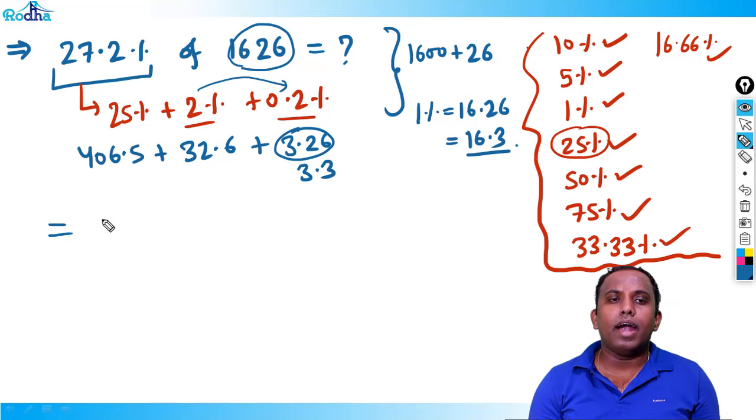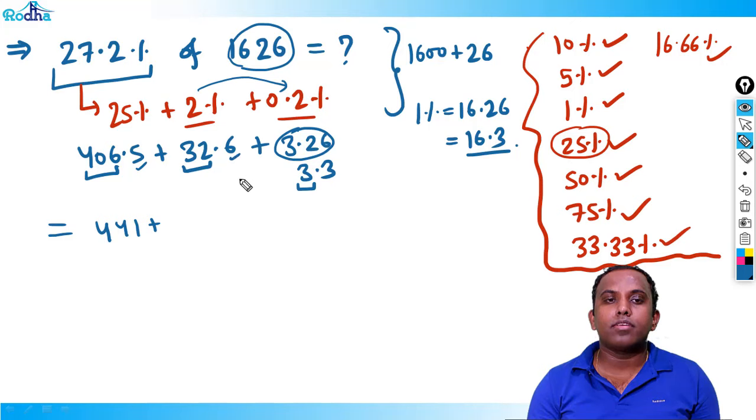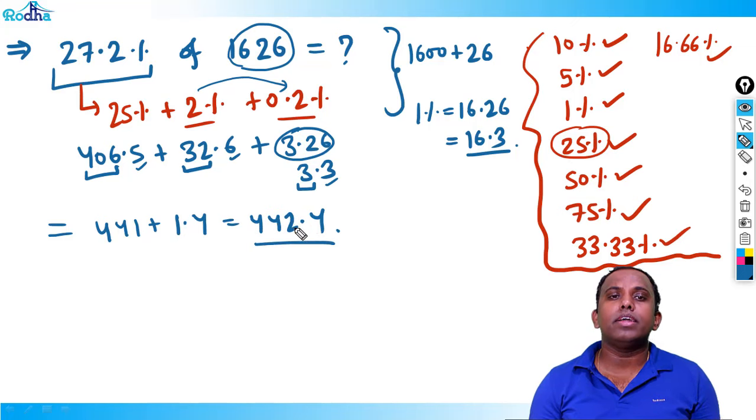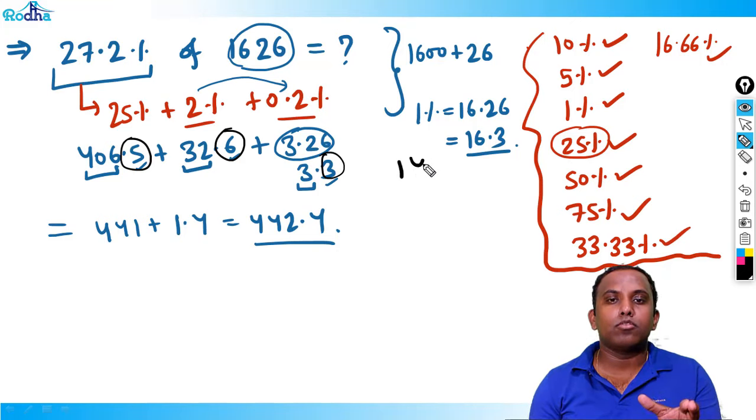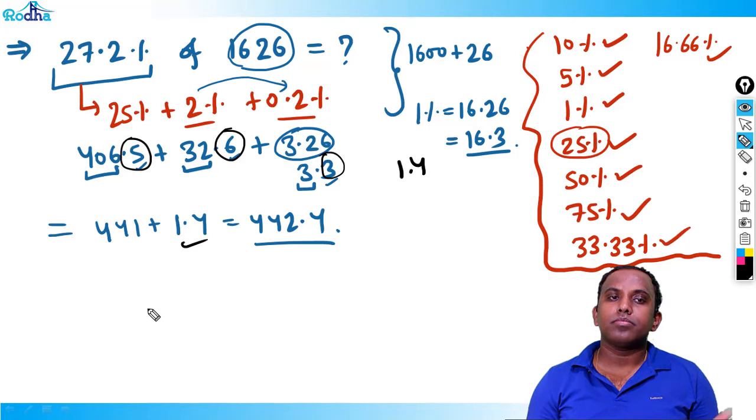That's it, done. Now simply add the integer parts first. 406 plus 32 is 438, plus 3 is 441. Then 0.5 plus 0.6 is 1.1, plus 0.3 is 1.4. So 442.4. Even if you find difficulty here, treat 0.5 as 5: 5 plus 6 is 11, 11 plus 3 is 14, and just put one decimal, 1.4. So 442.4 is the answer.